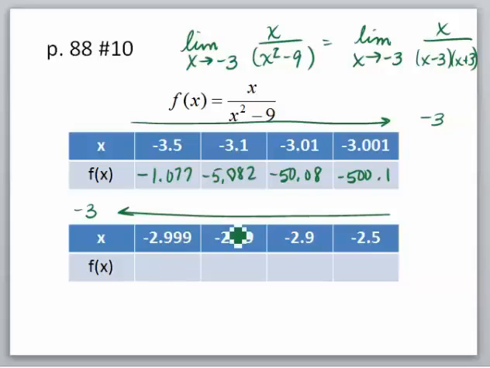Then from the right, starting with the furthest right, I have 0.9091. Then I have 4.915. Then I have 49.92. And then lastly, I have 499.9.